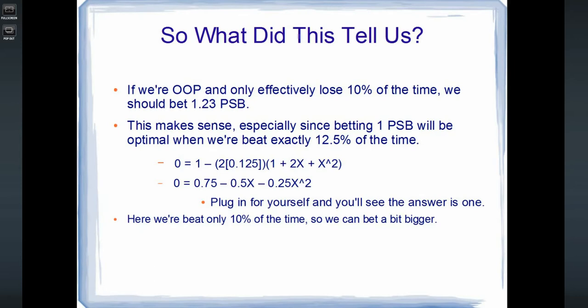What I want to mention also, though, is even though we're talking about how this formula isn't perfect, there's all these little minor flaws in it, it's pretty much an awesome formula. So you're not going to want to just recklessly use this and recklessly bet 1.23 pot size bets when you're beat 10% of the time.